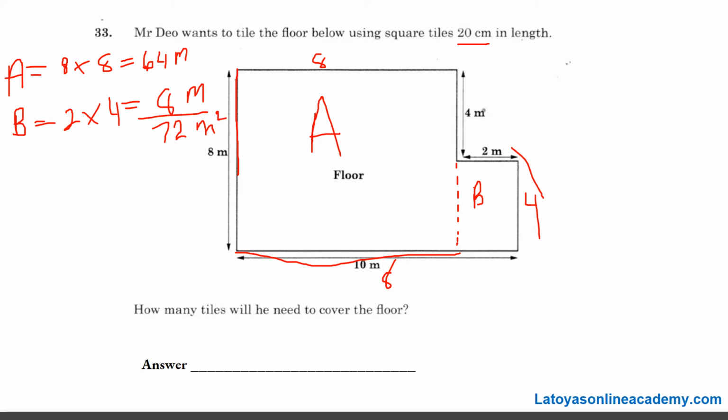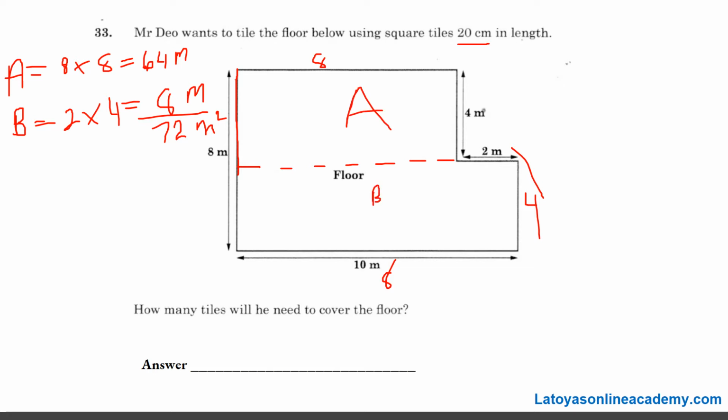Now, another student may say, "Miss, I would not have separated my shape like this. I would actually separate my shape like this." Now, you'll get the same answer. So I would separate my shape like this. No problem at all. We are still going to label this shape A and this shape B.